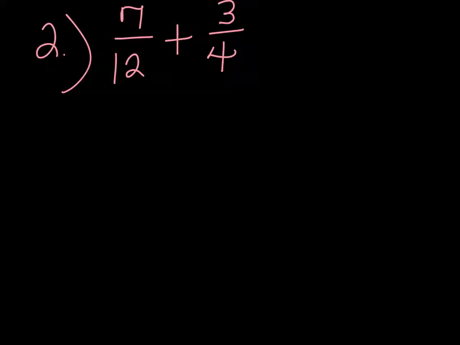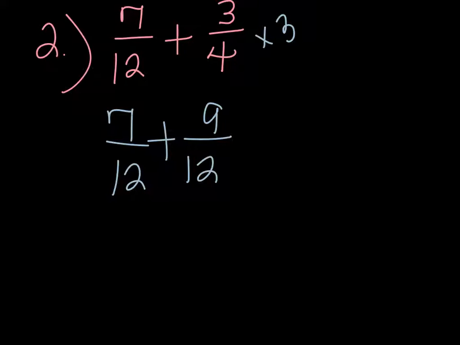I'm going to bring down the first fraction. It already has a denominator of 12. I'm going to multiply my second fraction times 3. 3 times 3 is 9. 4 times 3 is 12. What are my rules for adding fractions? Peyton. Add across the top, the denominator stays the same.